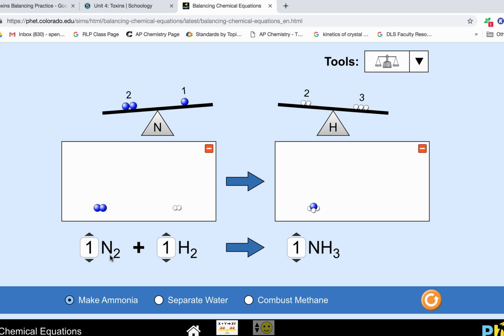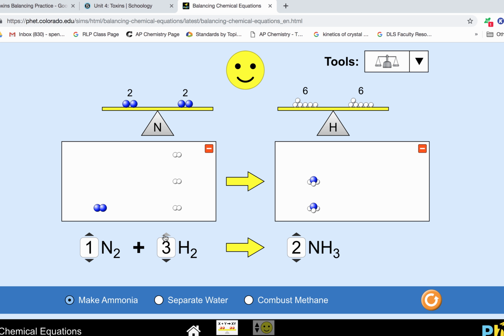So I need to balance this, and the way that I'm going to do that is I'm going to take care of things that are compounds first. So I'm going to put a 2 here, which means that I would have 2 nitrogens and I would have 6 hydrogens. And I'm going to go back to the other side here, and I'm going to adjust as needed. I need 6. I'm going to put 1, 2, 3. And that balances it, and the nitrogen happens to be balanced as well.